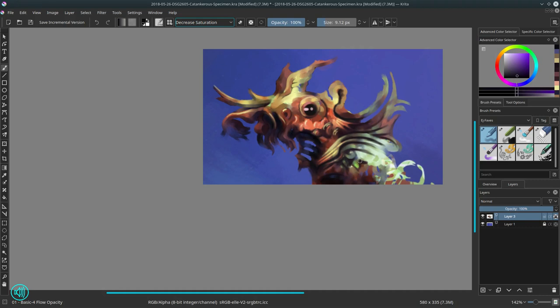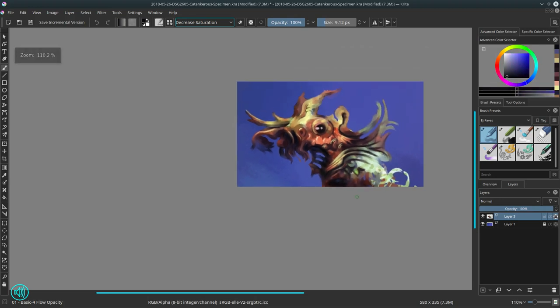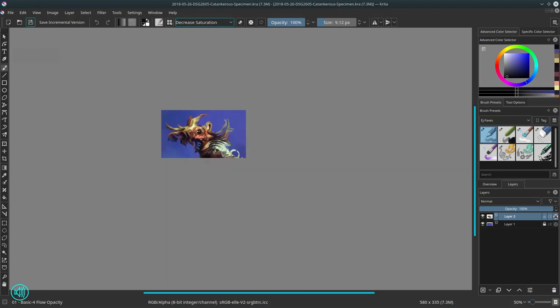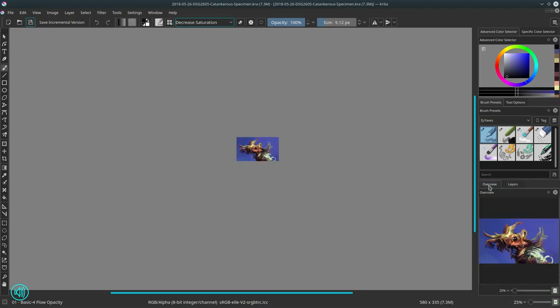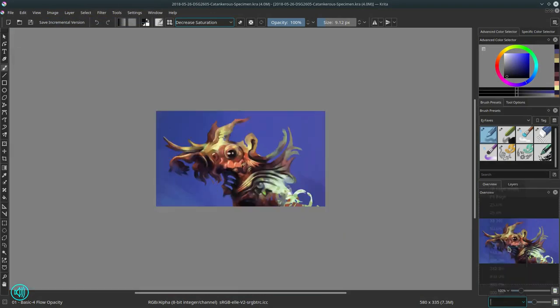And then, did I go back with highlights? I don't even remember if I went back with highlights, but yeah, this was a speed paint. An hour and a half of work, I think. I was just messing around, just sketching, having fun, and it turned out so great. Totally love it. So yeah, there it is, my Cantankerous specimen.